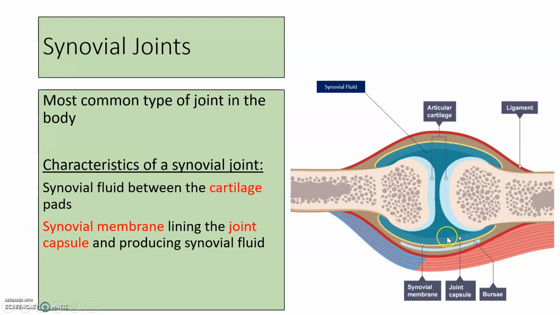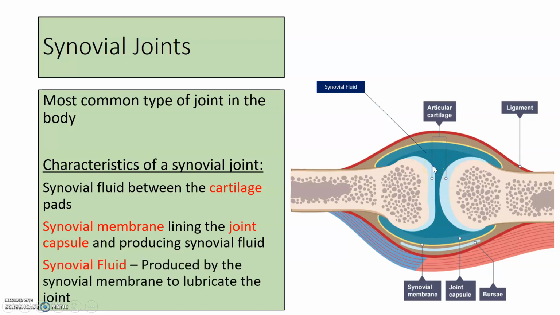Okay, so this capsule here again encompasses where the joint sits, and we've got the membrane, which is this outer kind of lining. And the synovial membrane, as it says there, produces this synovial fluid, as we talked about earlier. So it's important that the membrane produces that synovial fluid, which is required within the joint. And as it says here, the synovial fluid produced by the synovial membrane is there to lubricate the joint.